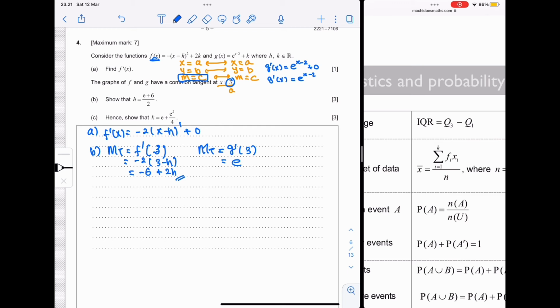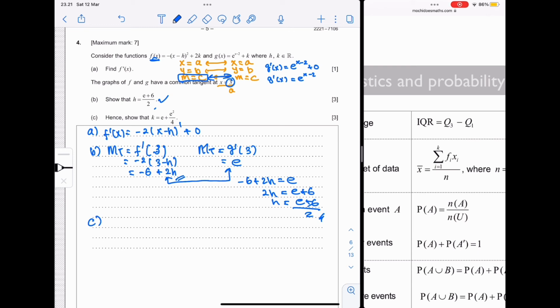Since they are a common tangent, they share each other, their values have to be equal to each other, so I'm going to equate these two parts. Minus 6 plus 2h equals e, that means 2h equals e plus 6, and h will be (e plus 6) over 2, and we're done.